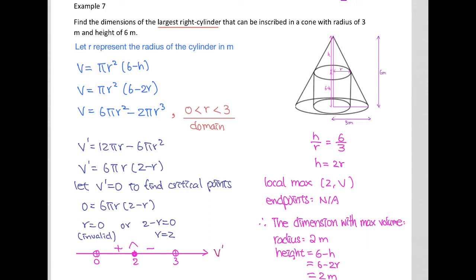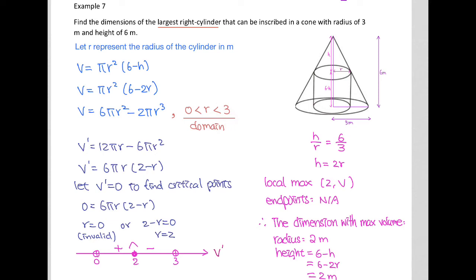Before we differentiate, now we have to find the restriction of the domain. So let's look at the diagram. This is the radius. We know the minimum radius will be almost at 0, but not 0 because volume will be 0. And then the maximum will be almost at 3. So our domain is between 0 and 3 now.